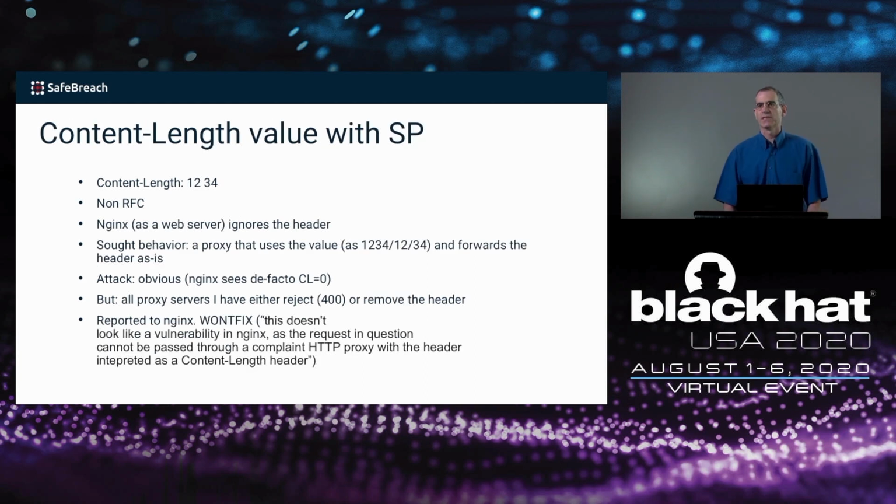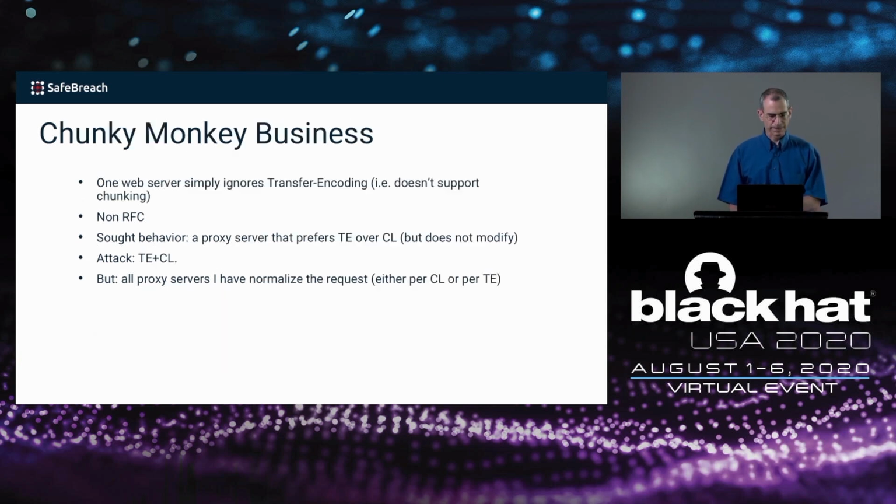Content length value with space. So I'm talking about content length 12 space 34. Again, it's non-RFC. Nginx ignores this header. What I want to find is a proxy that uses one of the values 1, 2, 3, 4, or 1, 2, or 3, 4, and forwards the request header as is. The attack is obvious. All the proxy servers I have either reject or remove this header. I reported this to Nginx, and they say they won't fix it because it doesn't look like a vulnerability in Nginx. The request in question cannot be passed through a compliant HTTP proxy with the header interpreted as a content length header, so they say.